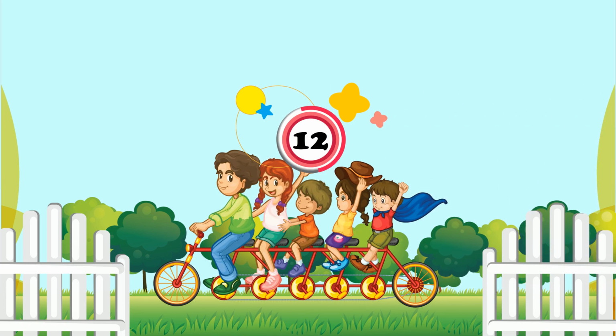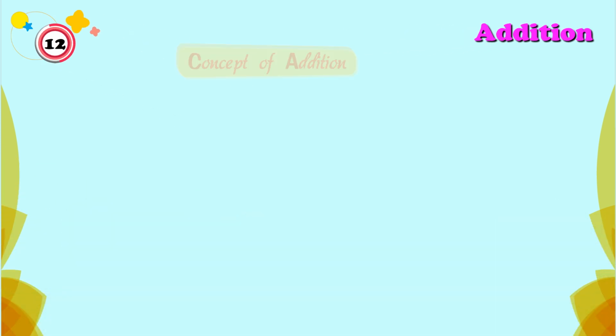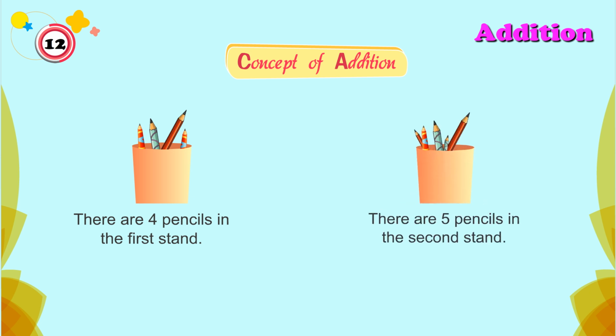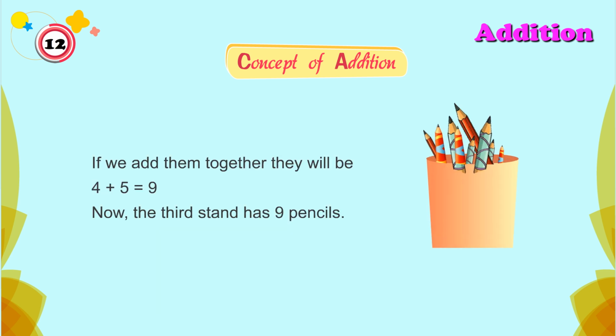Chapter 12. Addition. Concept of addition. There are 4 pencils in the first stand. There are 5 pencils in the second stand. If we add them together, they will be 4 plus 5 is equal to 9. Now, the third stand has 9 pencils.